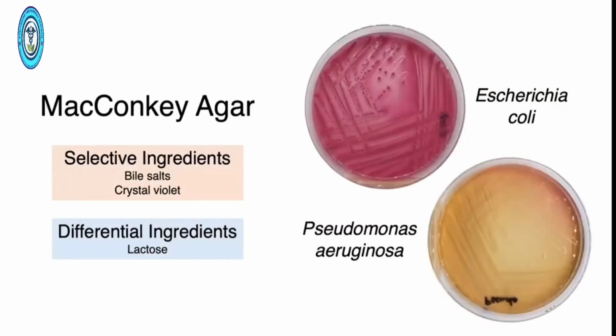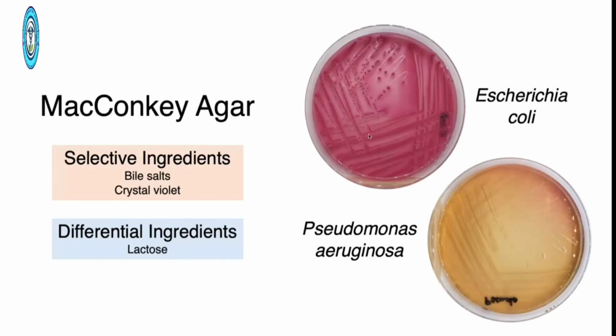One familiar example of a media that's both selective and differential is MacConkey agar. MacConkey contains bile salts and crystal violet, which are inhibitory towards gram-positive bacteria, allowing the growth of only gram-negative enterics. It contains a differential ingredient, lactose, which allows lactose-fermenting bacteria to produce a pH change, resulting in bright pink colonies.